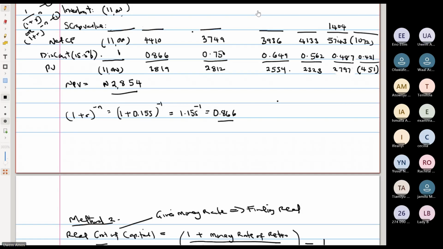Good evening, sir. I just want to ask a little question. If you are giving working capital in this type of question, will this follow the same process, subtracting it in year 0 and also adding back in the last year?